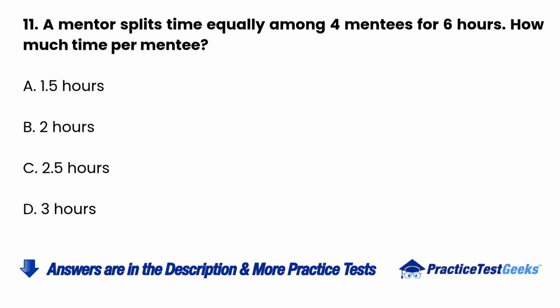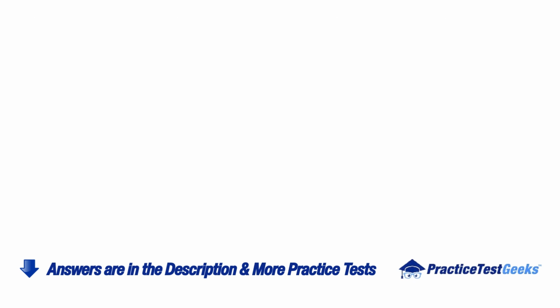11. A mentor splits time equally among 4 mentees for 6 hours. How much time per mentee? A. 1.5 hours. B. 2 hours. C. 2.5 hours. D. 3 hours.